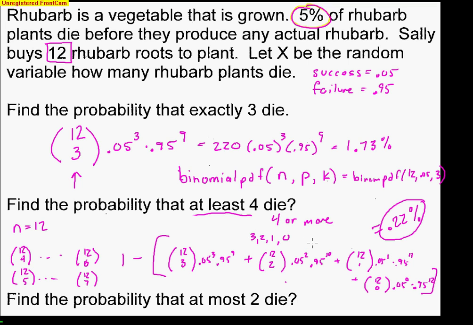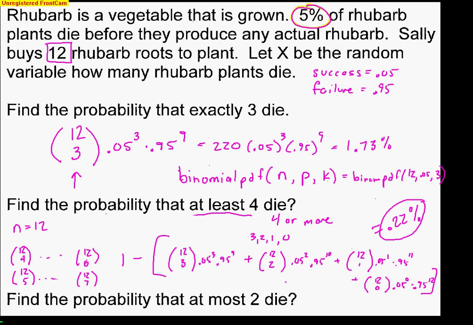If it happened, I would not only be shocked, but I would actually question if I got a truly fair random pile of rhubarb roots, because that should not happen. And in fact, if it did happen, I wouldn't just chalk it up to a miracle. I would want to find out why, because something fishy happened, the fact that I had 4 or more die.